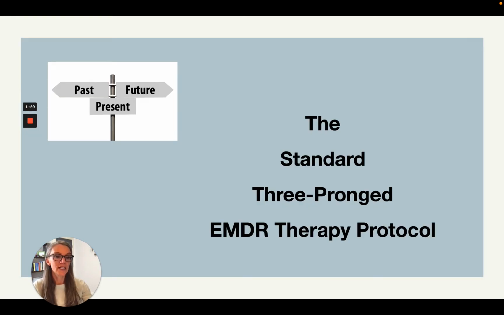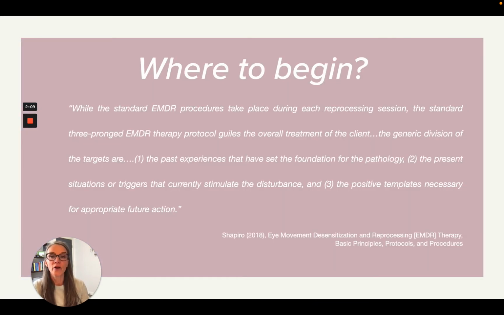So let's dive into the three-pronged protocol. We've got our prioritized target list in hand. We now need to decide how to begin. According to Shapiro, and this is taken from her work, Eye Movement Desensitization and Reprocessing, the latest edition being 2018, while the standard EMDR procedures take place during each reprocessing session, and this is a quote from Shapiro, the standard three-pronged EMDR therapy protocol guides the overall treatment of the client.